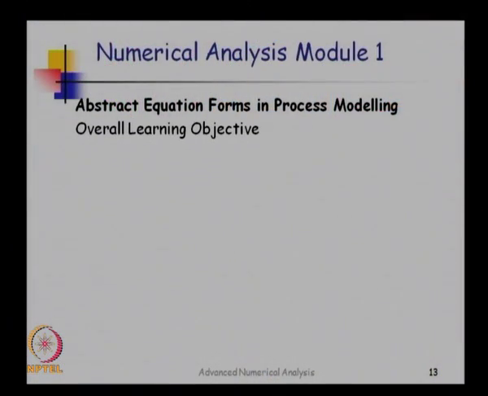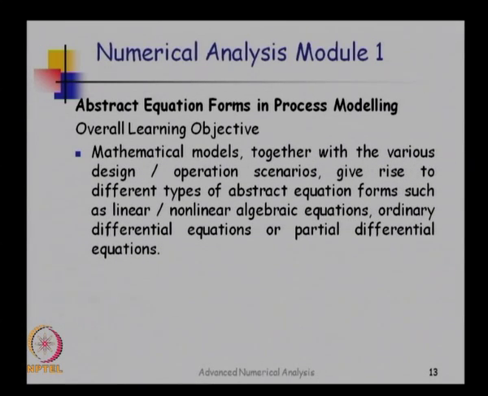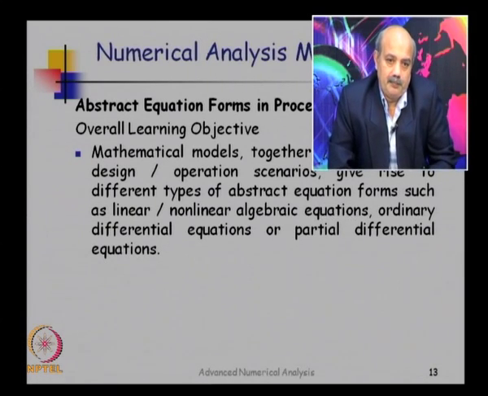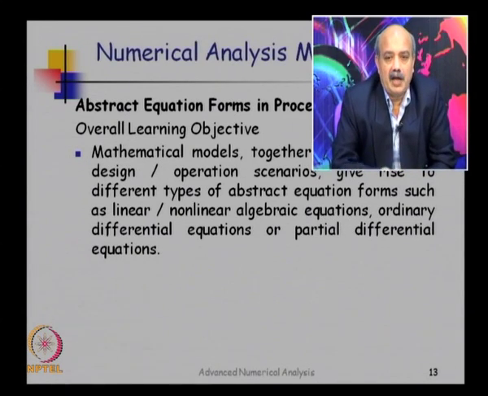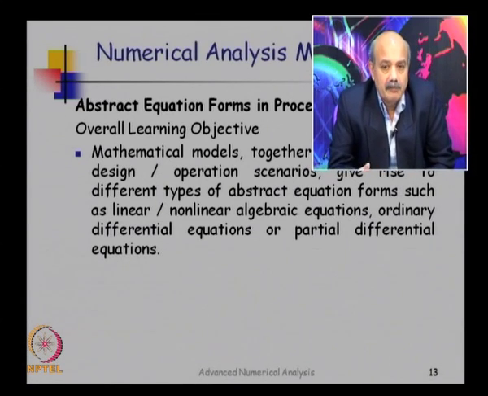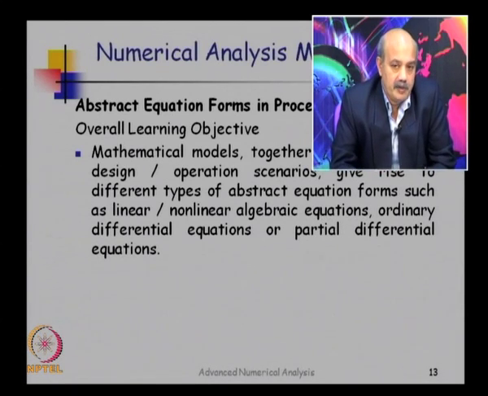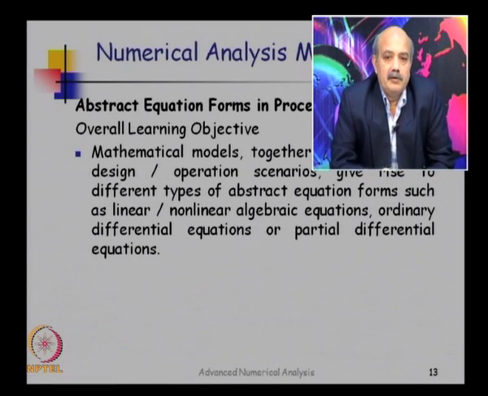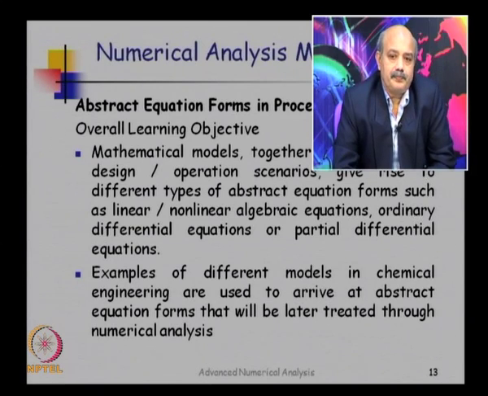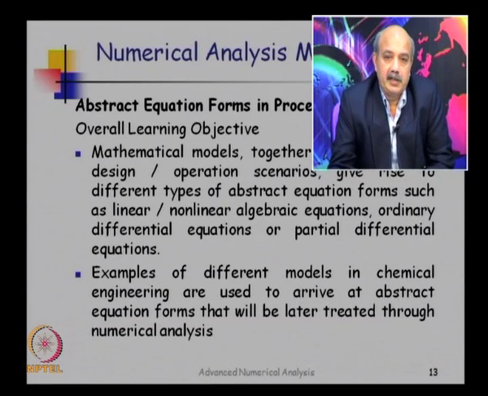So let me get into a little more detail of module 1. Module 1 will consist of abstract equation forms in process modeling. The overall objective: mathematical models in chemical engineering, together with a variety of design or operating conditions, give rise to different types of abstract equation forms, like ODEs and partial differential equations. We must in the beginning associate abstract forms with a real problem, because as we go along and just start looking at abstract forms, we lose track of the engineering problems, except when we look at some examples or solve some exercises. Apart from that, we lose connection with the engineering problems. So in the beginning it's good to have a connection with these models, and then we need to know which types of equation forms will be treated in this course.